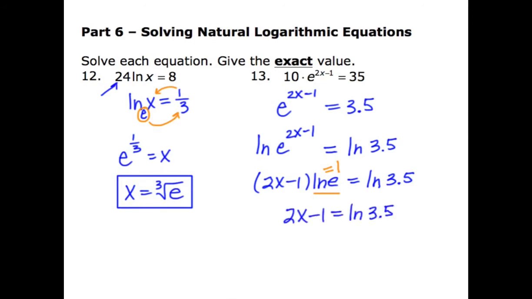To begin the isolation process, I'll add 1 to both sides. And finally, I'll divide both sides by 2. So my final answer is x equals 1 plus the natural log of 3.5, divided by 2. This would be considered the exact answer. Let's move on to the next slide.